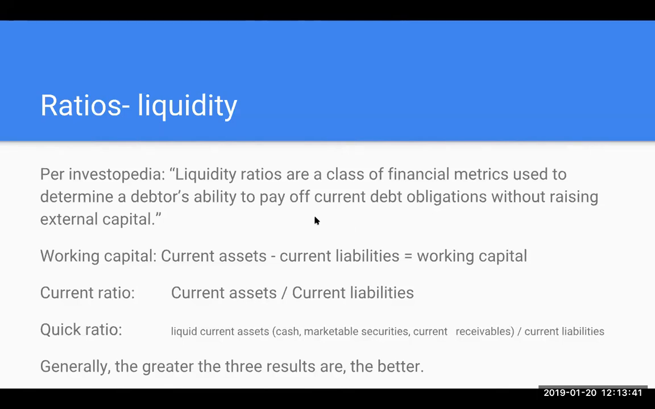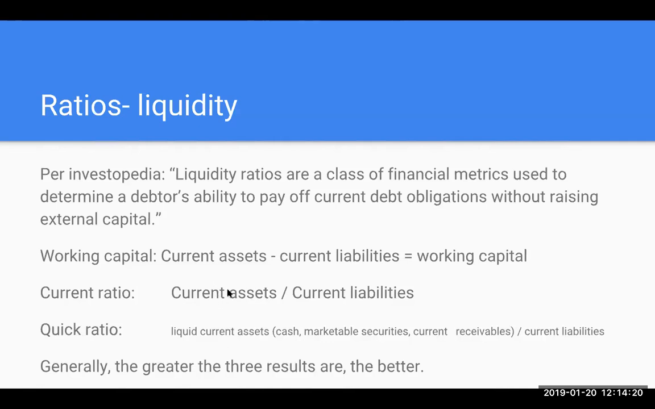What are current assets? It's any asset that we're expecting to be using in the coming year. What are current liabilities? Obligations that we have to pay in the coming year. So the working capital is our current assets minus current liabilities. Current ratio is current assets divided by current liabilities. The quick ratio is our very liquid current assets, which are cash, marketable securities, and current receivables, all divided by current liabilities.